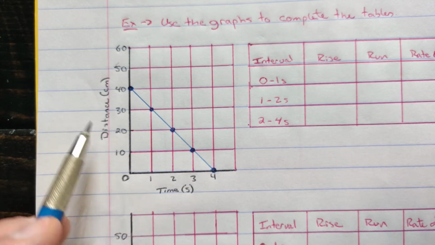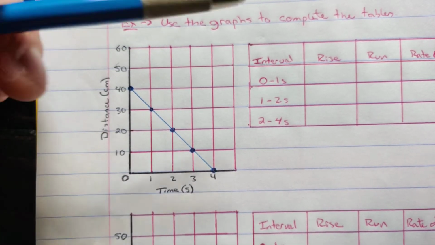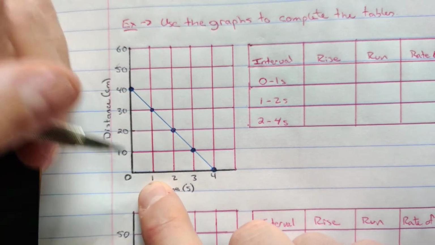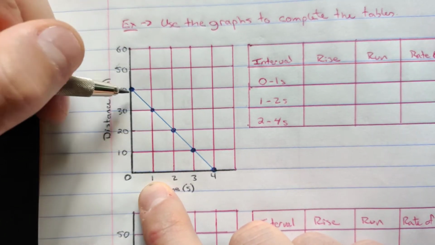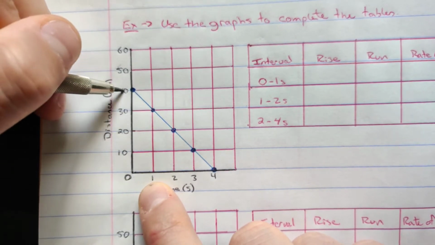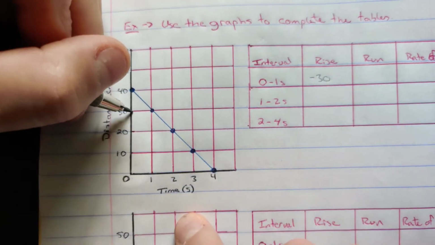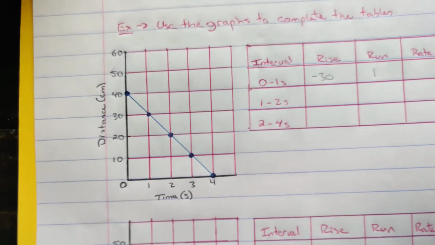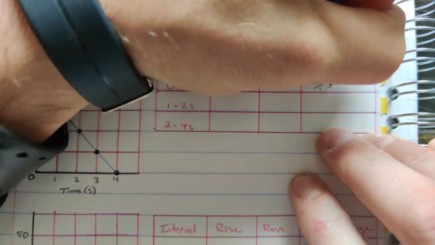So here we have a distance time graph in seconds and centimeters. And we want to look at these different intervals. Look at the rise, look at the run. So from 0 to 1 second. From 0 seconds to 1 second, the rise is going down, so it's going to be negative. And it's going down from 40 to 30. So the rise is negative 30. The run is 1. It's going over by 1 second. So the rate of change is the rise over the run. Negative 30 over 1, which is just negative 30.